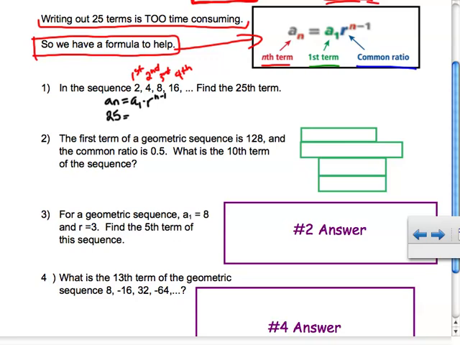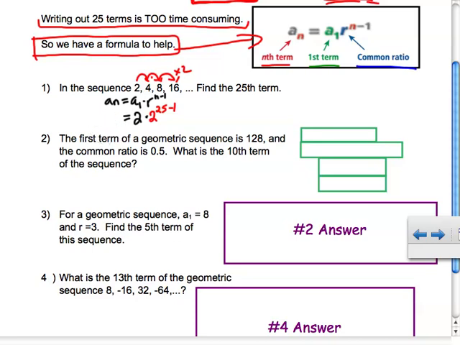I'm sorry, I don't think that's right. Let's start with what I know. A sub 1 means the first term, so that's a 2. R, what's happening here? What is my pattern? Clearly in this pattern, I'm multiplying by 2 each time to go from here to here to here. I'm timesing by 2, so that's R. All right, we'll put an R here. And then we're going to do 25 minus 1. So I'm sorry, this is not 25. That is the number that we're trying to find.